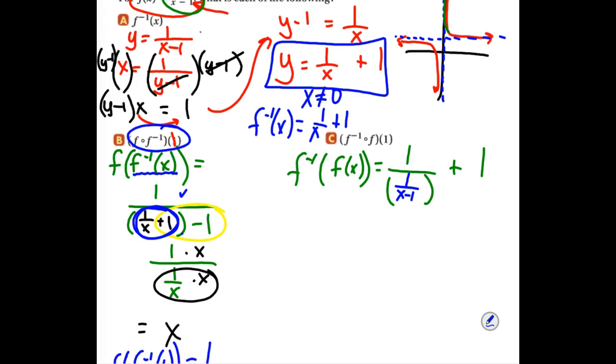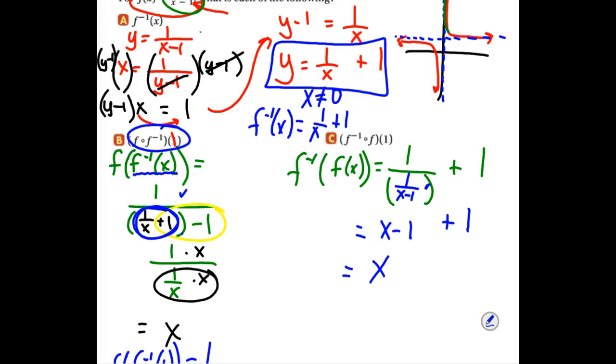How do I get this flipped? I have to multiply by the reciprocal, yes? So I'm going to multiply x minus 1 to the numerator and denominator here, which means I'm going to end up with x minus 1. Then it says I'm supposed to be adding a 1. So I end up with x.